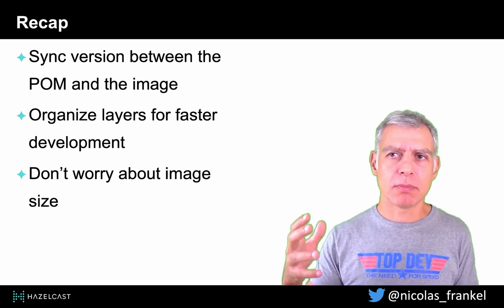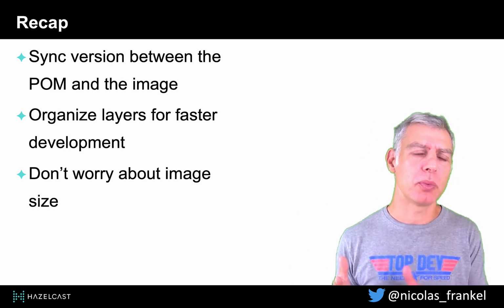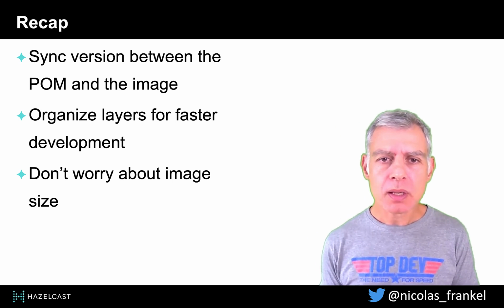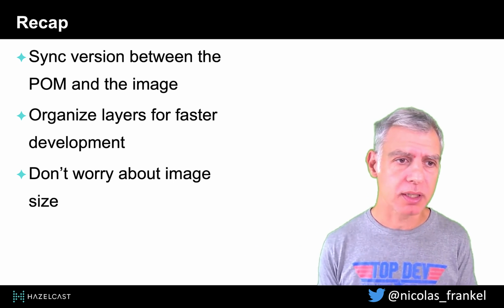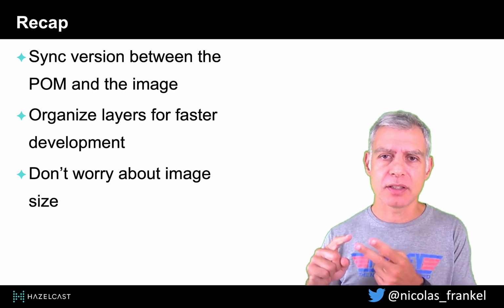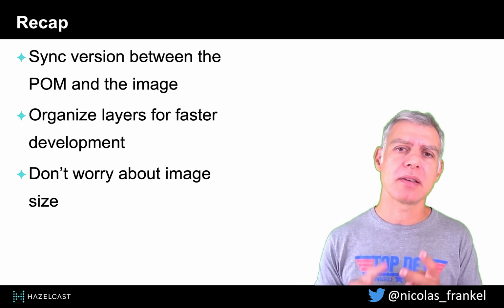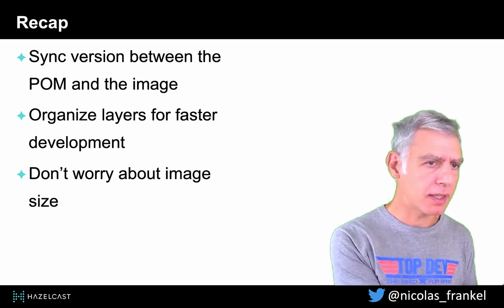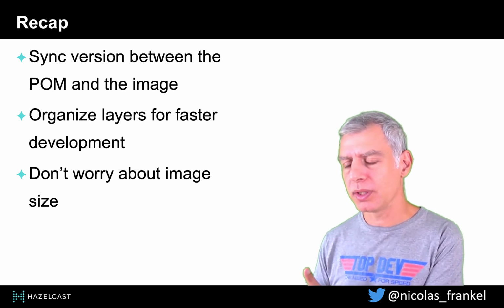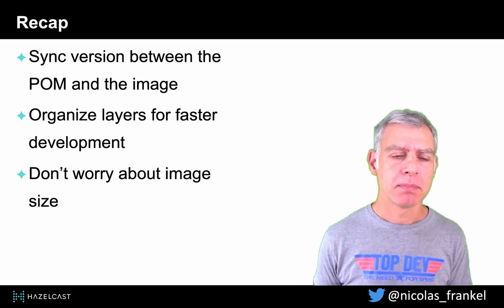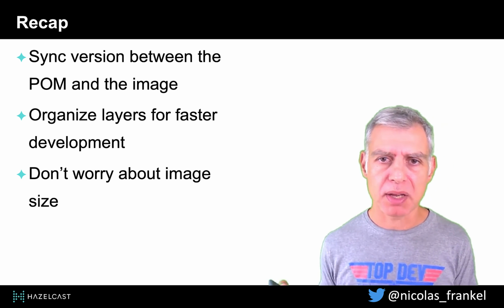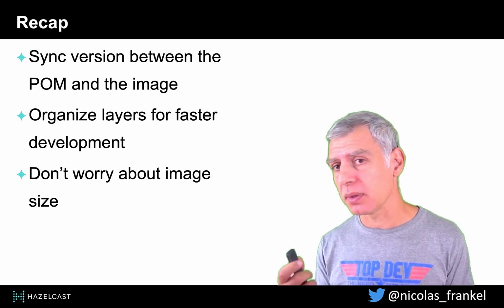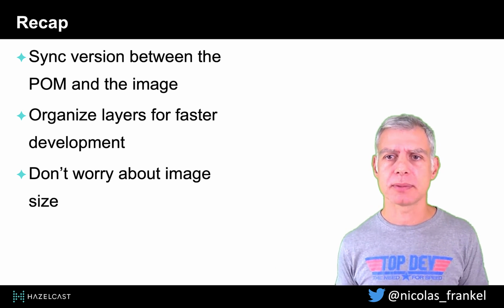I have, for me, a couple of criteria. For me, the worst is the sync between the POM and the image version, which if you do it wrong can wreck a VOC. And the second thing is always think about how you layer your image. It can be automated for you, like in Jib. It can be that you do it yourself, like in the Dockerfile. But please be very careful about that. And yeah, don't worry about image size, worry about your layers. That's the most important point.